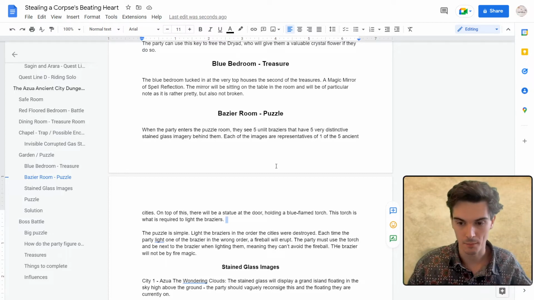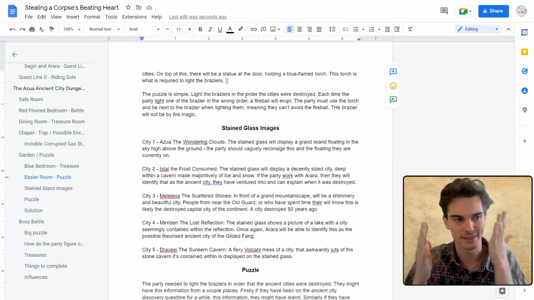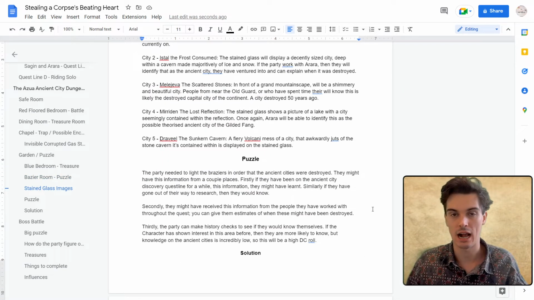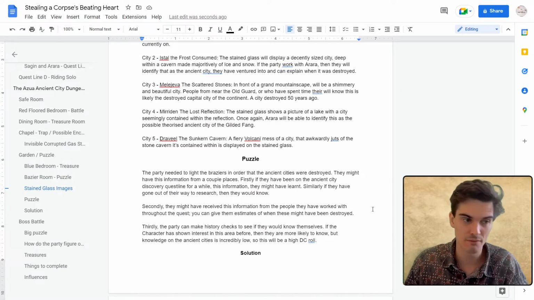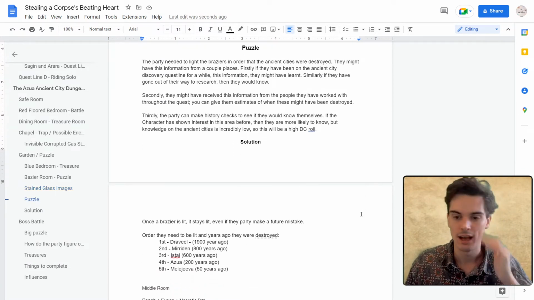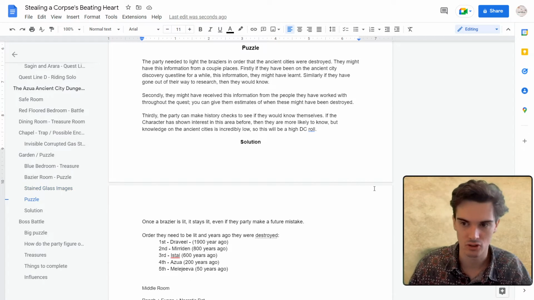Okay. So what we've been doing for this puzzle is that we've created the basis of what the party are going to see when they come in, which is going to be this room and these stained glasses. What we've written out is some of the ways that they can actually get this information if they do not have the tablet. And then we have the actual solution.